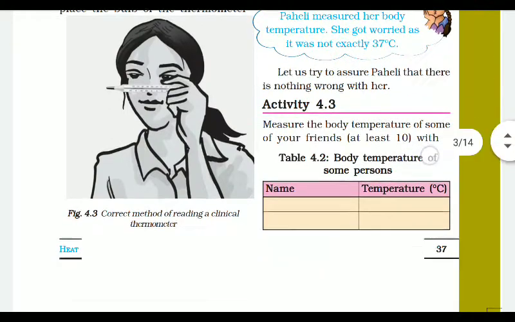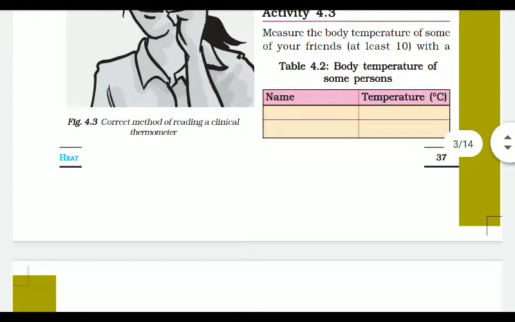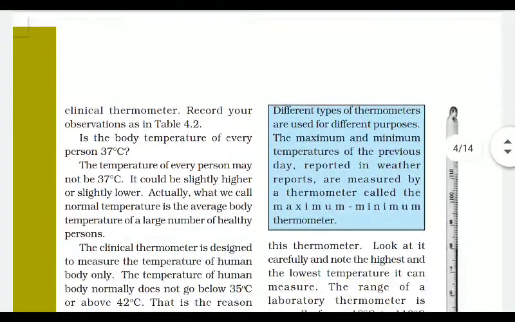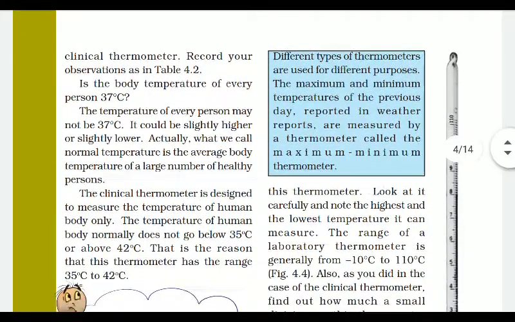Now there is another activity, 4.3, where you can ask 10 of your friends and check their body temperature. The temperature of every person may not be exactly 37 degrees. It could be slightly higher or slightly lower. Actually, what we call normal temperature is the average body temperature of a large number of healthy persons.